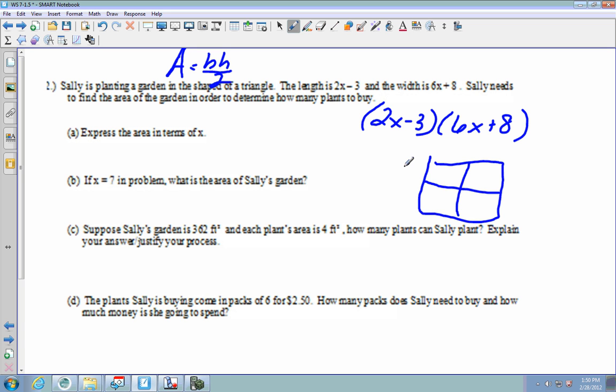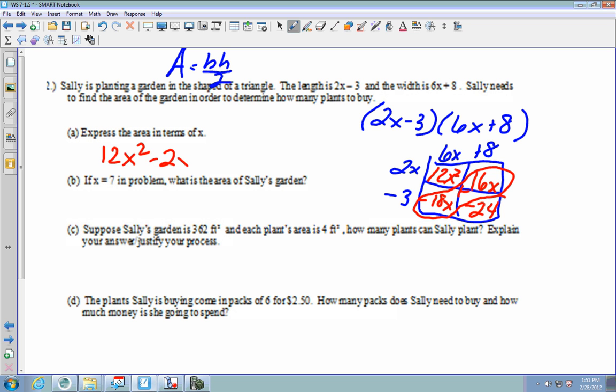So my box is going to be a 2 by 2. So right here, I get 12x squared, 16x, minus 18x, minus 24. Put your x's together, add them together. My answer becomes 12x squared minus 2x minus 24.